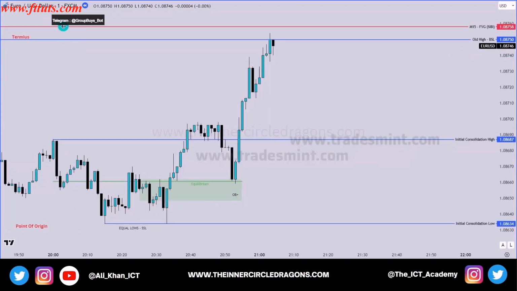Now let's get into the 1 minute time frame. So this would be our entry time frame. We have our point of origin down here, and we have our terminus in the form of the buy stops above the old high. At this stage, the buy program is complete.